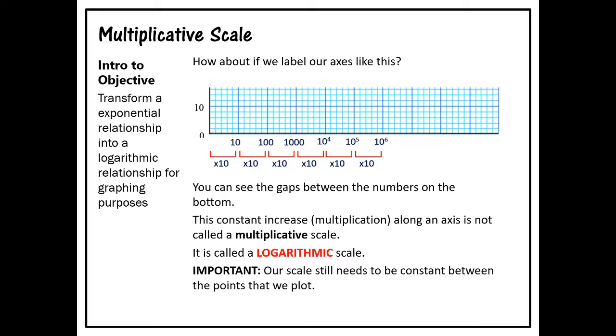It's important to note that the gap between the numbers still needs to be constant. So as in the one before, it was an addition of 10, this one's a multiplication by 10, but you shouldn't multiply by 10, then by 5, then by 20, then by 10. It always has to be the same as we're going along, so the gaps between them are exactly the same.